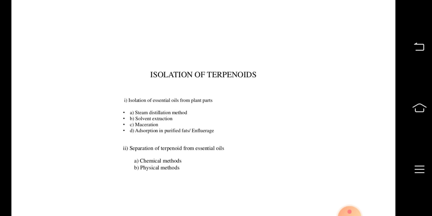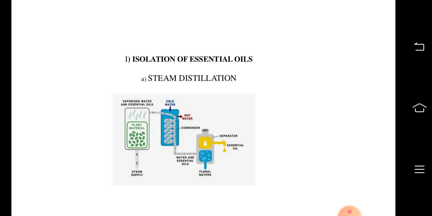Isolation of terpenoids. Isolation of essential oils from plant parts involves the steam distillation method, solvent extraction, maceration, and adsorption in purified fats. Then comes separation of terpenoids from essential oils. There are chemical methods and physical methods.